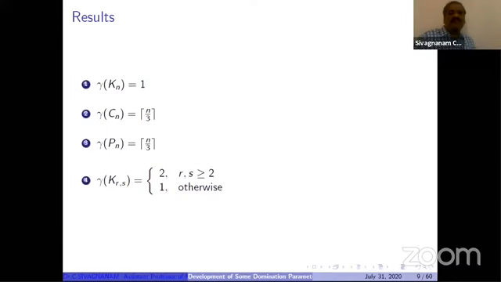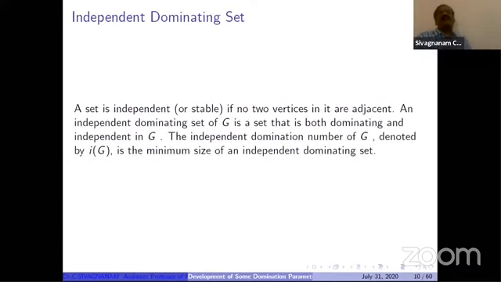After that, what the researchers are doing is imposing conditions on S. Already we have S as a vertex set satisfying only one condition: every vertex in V minus S has a neighbor in S. With only that one condition, it is called a dominating set. Now the researchers are imposing another condition on S. The first example we have is called an independent dominating set.